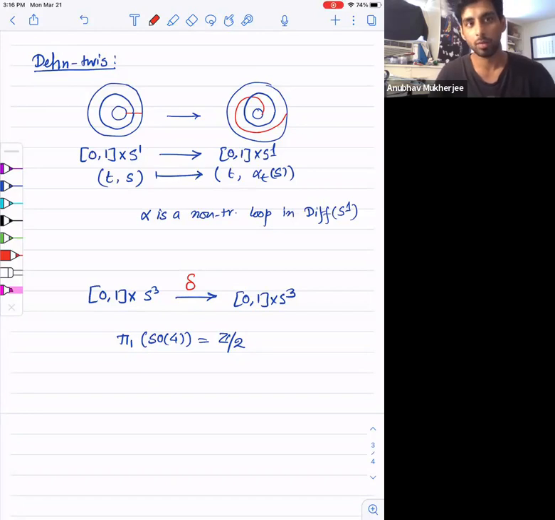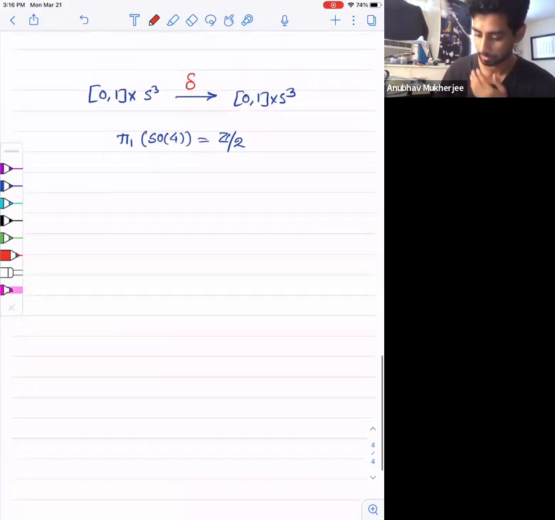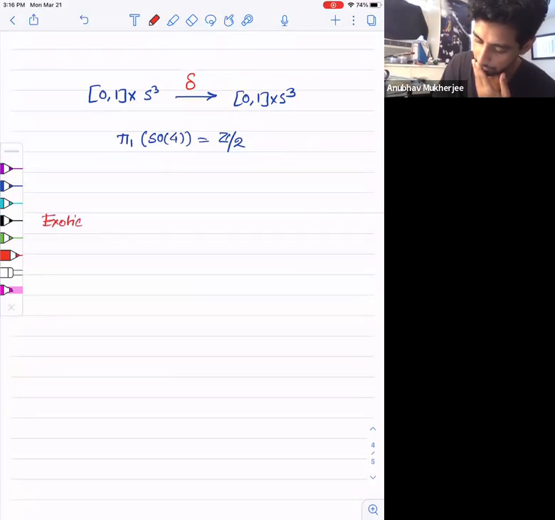All right, so we'll be using this notion of Dehn twist soon to answer a question related to exotic surfaces and stabilization. So now let's talk about that part: exotic surfaces and stabilization.